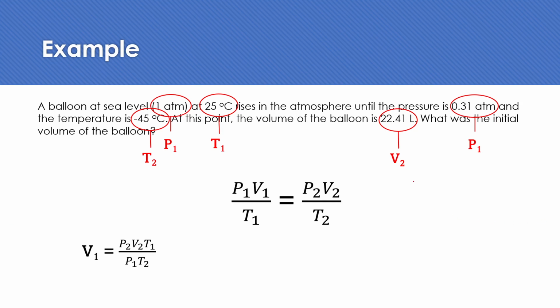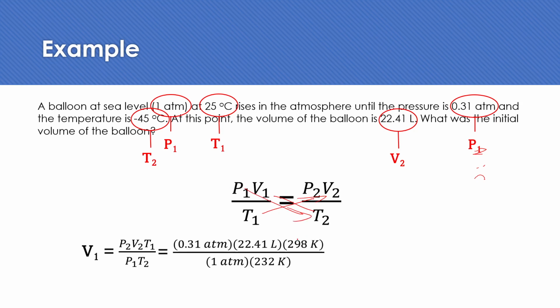so that V1 is equal to P2 V2 T1 over P1 T2. So again, it looks messy, but I just multiplied him up here and divided him down there. So you plug all that in, 0.31 atmospheres times 22.41 liters times 298K divided by 1 atmosphere times 232K.